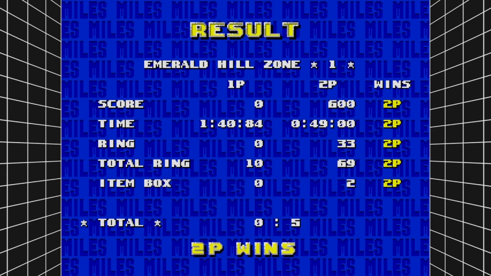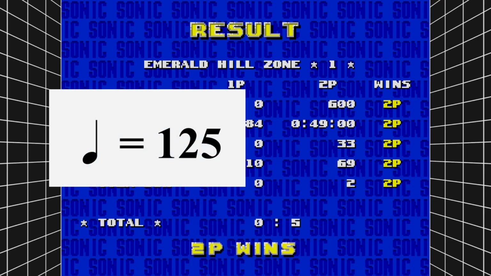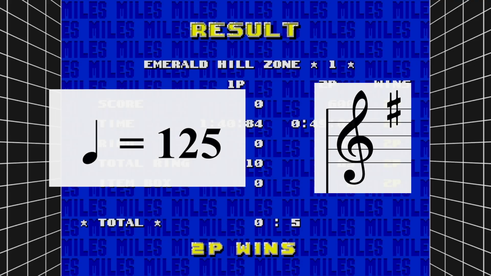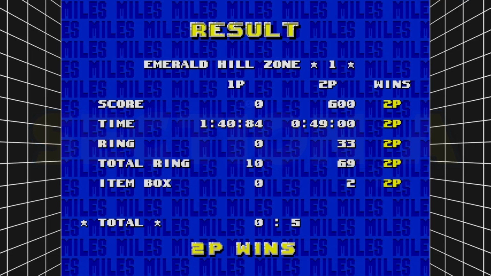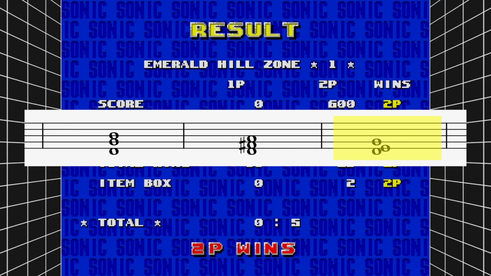Let's get started. The tempo is 125 BPM and the key is G major. There are only 3 chords for section A, and they are G over D, D and G6 over D.